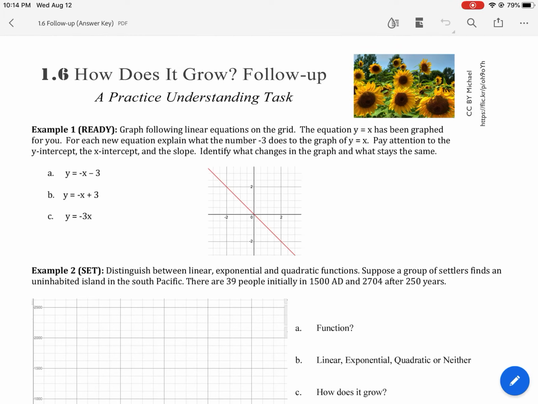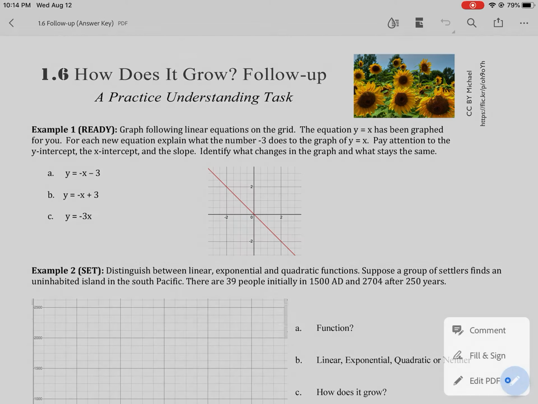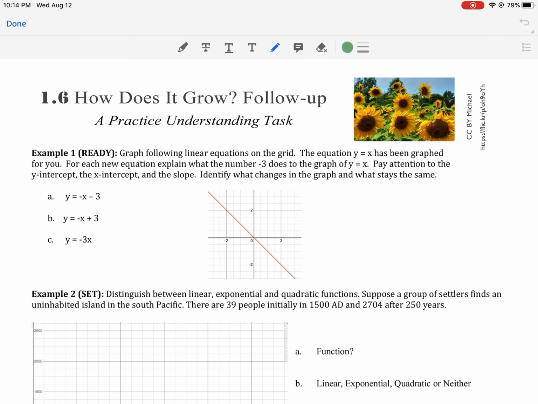Okay, we've made it to the last task here. As a little follow-up to make sure you're good to go for the homework, let's take a look at these questions. For example 1, graph the following linear equations in the grid. The equation y equals x has been graphed for you already, and I actually have to say this is the graph of y equals negative x, so let's change that right here.